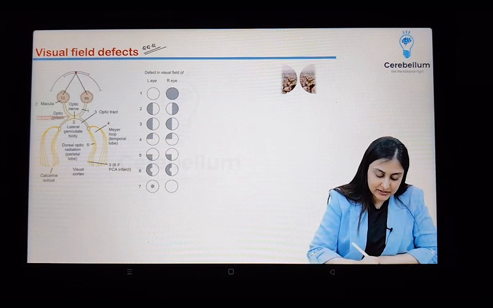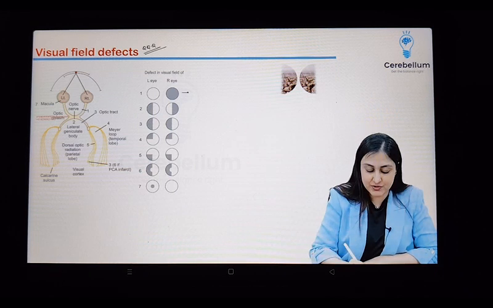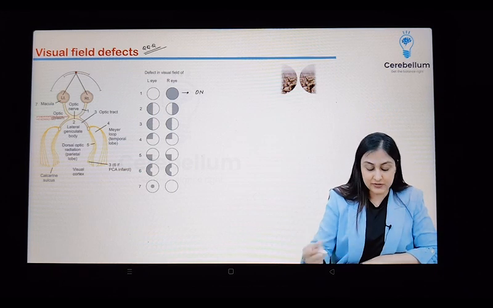Anytime there is a lesion in the optic nerve, let's say the right optic nerve is transected, that is number one, you will see complete loss of vision. This is the simplest. So number one corresponds to right optic nerve lesion.